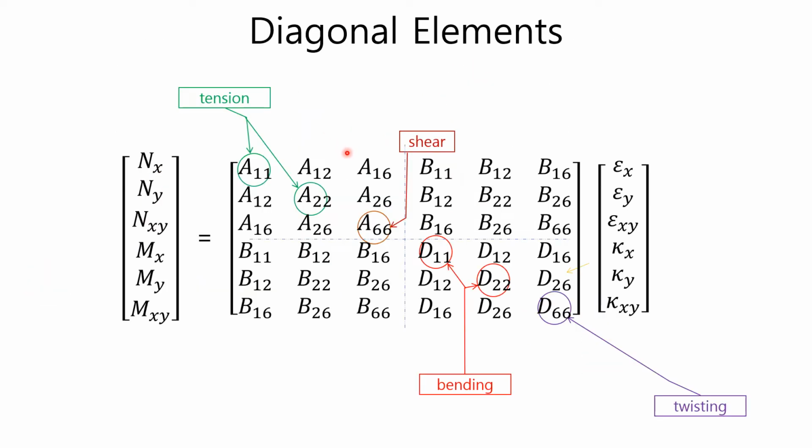The individual element has its own meaning. Let's start to look into diagonal elements first. A11 and A22 are the tensional stiffness related to x and y directional deformation, respectively, and A66 is related to shear deformation. In the same sense, D11 and D22 are the bending stiffness, and the D66 is the twisting stiffness.